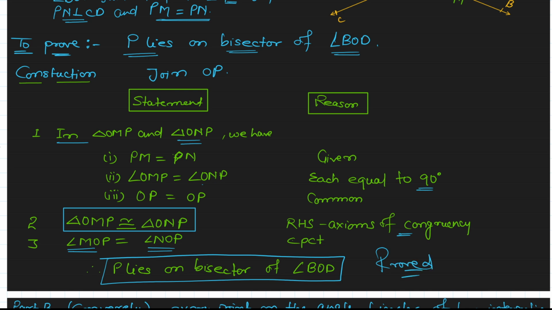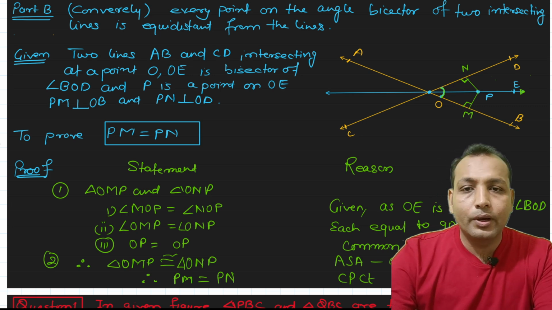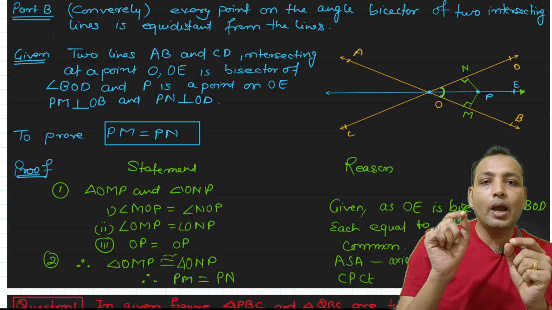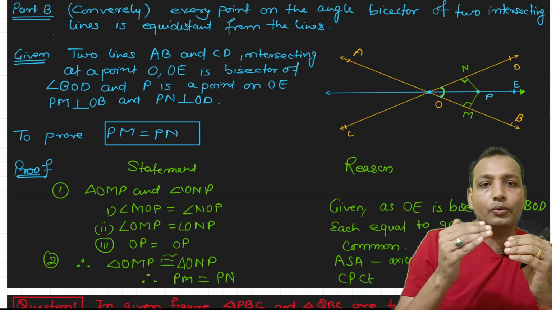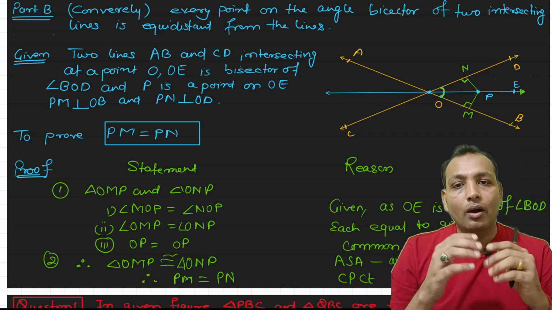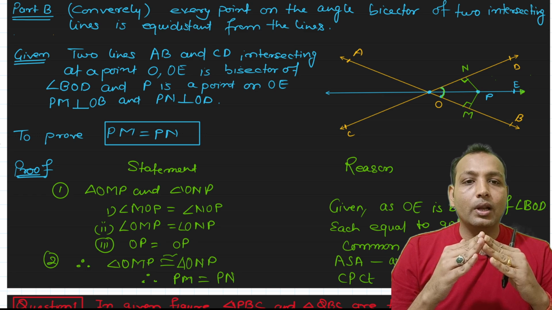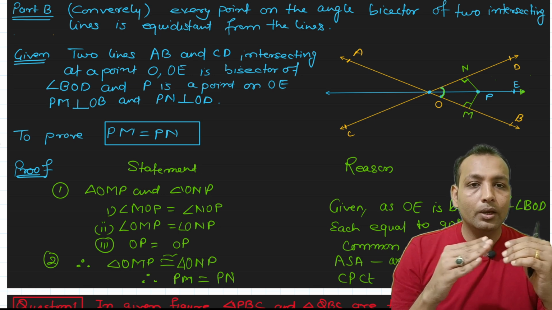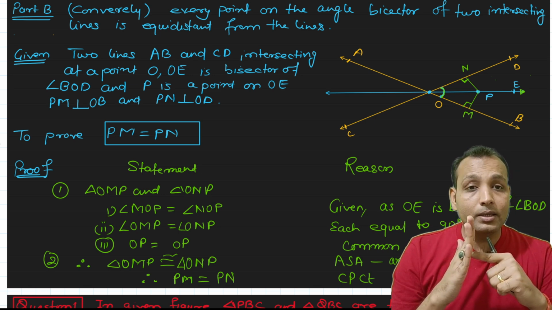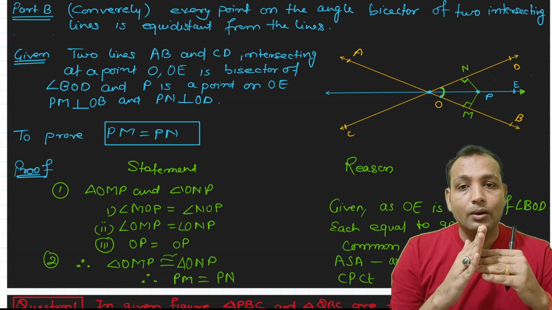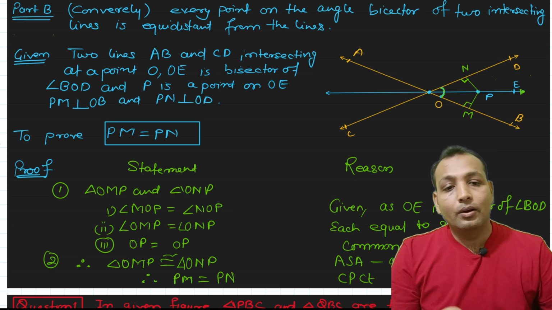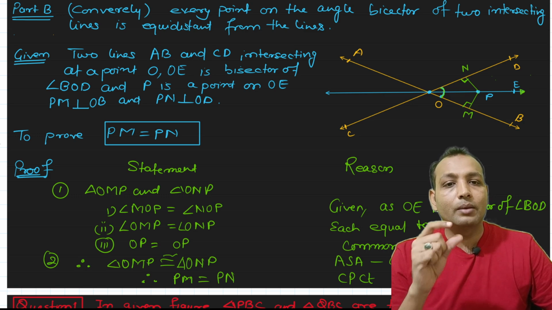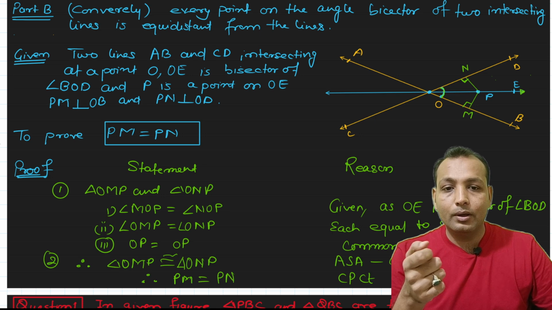Now let's prove the other theorem, part B of the second theorem. Conversely, every point on the angle bisector of two intersecting lines is equidistant from the lines. So the same thing we need to prove here: that PM equals PN. Since OP is the angle bisector, both the angles are equal. In the statement we can write that we can prove both the triangles are congruent, and by CPCT we can say that PM equals PN.